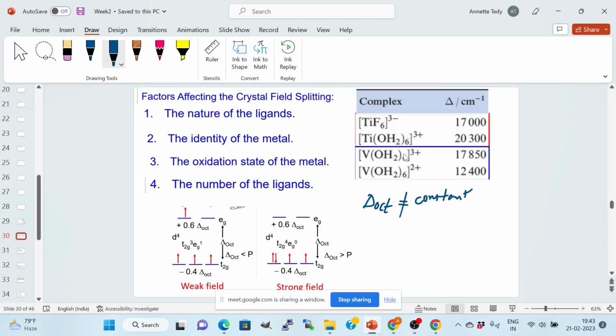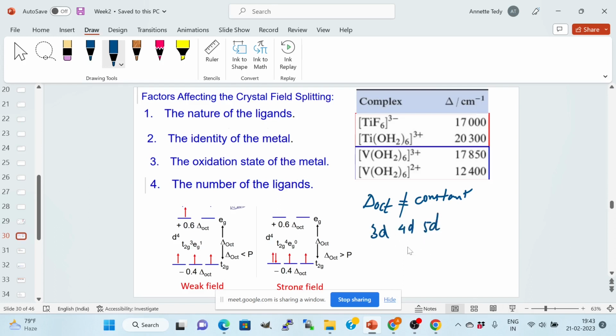I have given different complexes, and you can see different delta, right? So this delta oct depends on how much splitting is happening. So the nature of the ligands, as we know from the spectrochemical series, each ligand splits the crystal field separately. So weak field or strong field in that case. Then the identity of the metal, if it is belonging to 3d, 4d, or 5d.